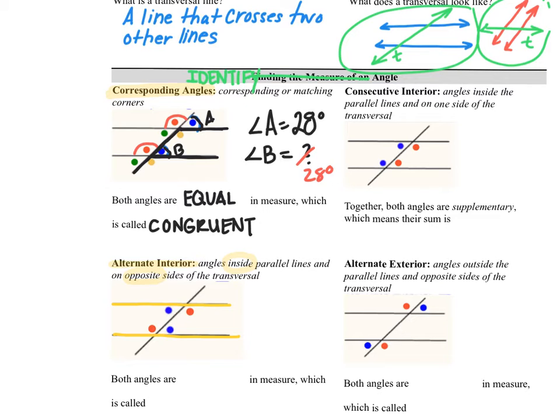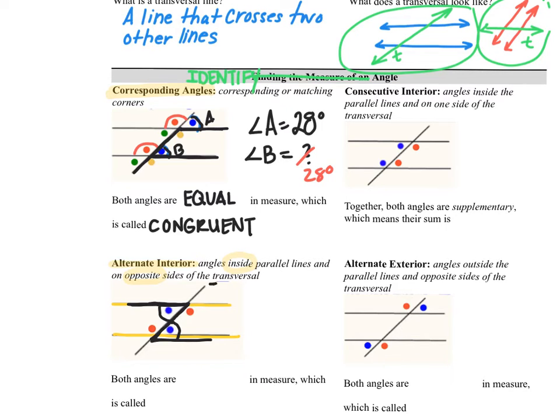Okay? And so let's go ahead and I'm going to show you for my students. So this one was an F on top. This one would be a Z. You see that Z there? If you can make a Z and you find the ones that are in the corners, that's alternate interior. Or the red ones too. You can make another Z. Okay, alternate interior. So they're on the opposite side of the transversal.